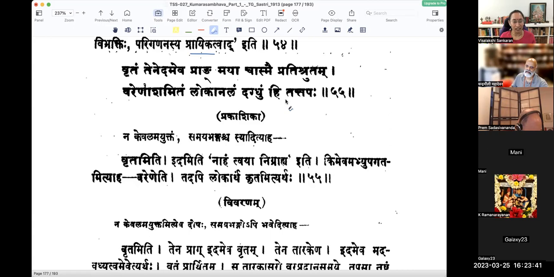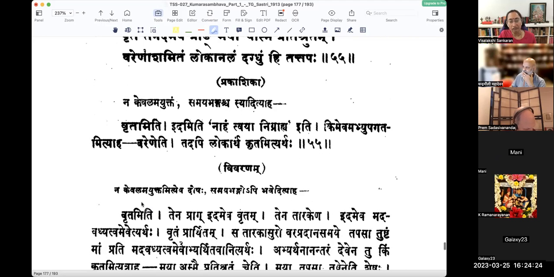Okay. Vritam tena idameva prak mayacha asmai pratishrutam. I have also promised him this. Varena ashamitam tat tapaha lokan dagdhum alam. If I had not given him that boon, then his tapas would not have been pacified. The reason why he was doing that tapas was for a boon. And if I had not given him, then it would have become an agni, and it is capable of destroying the entire world. So lokan dagdhum alam samarthaha. Samartham tat tapaha.